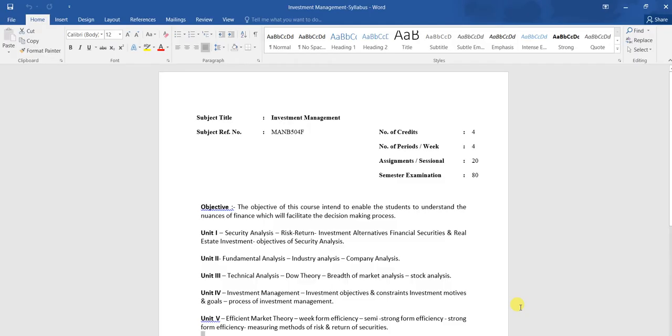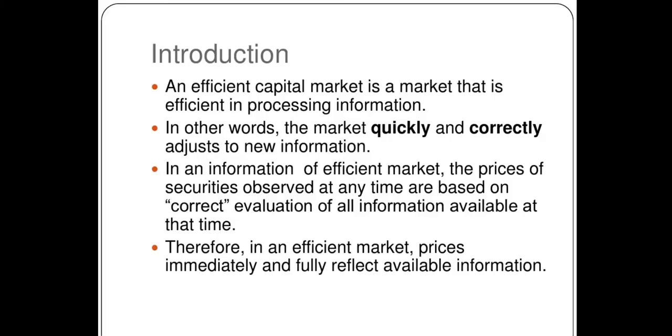In this session we are going to cover Unit 5, Efficient Market Theory. In the efficient market theory we have to cover weak form efficiency, semi-strong form efficiency and strong form efficiency. After learning these three theories we will understand the measuring methods of risks and return of securities. Securities mean the stocks, shares. Okay, so let's start with the introduction of efficient market theory.